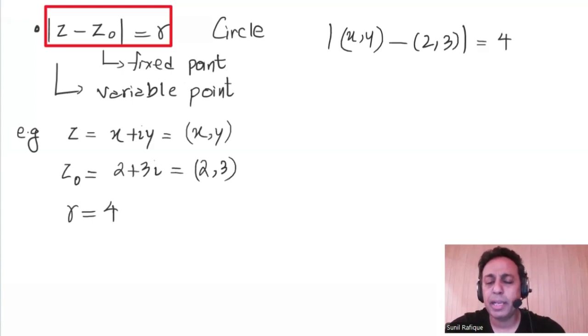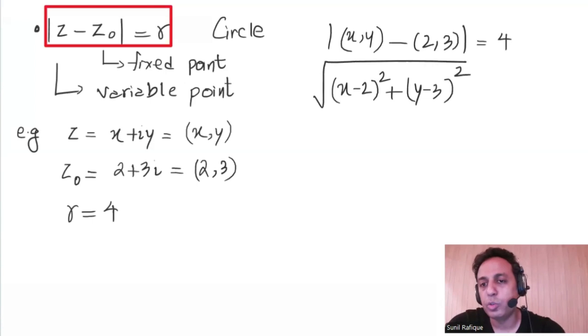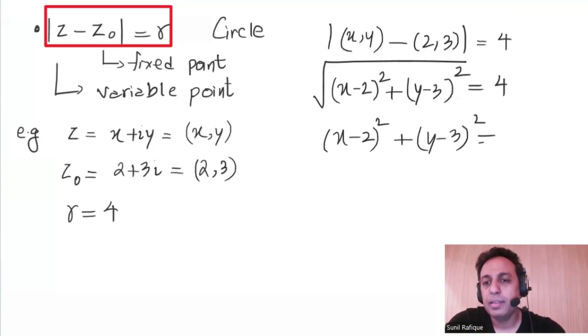I'm going to be applying the distance formula on the coordinates. So this is going to be the square root of x minus 2 whole squared plus y minus 3 whole squared, equals 4. So if you square both sides, this equation is going to look like this.